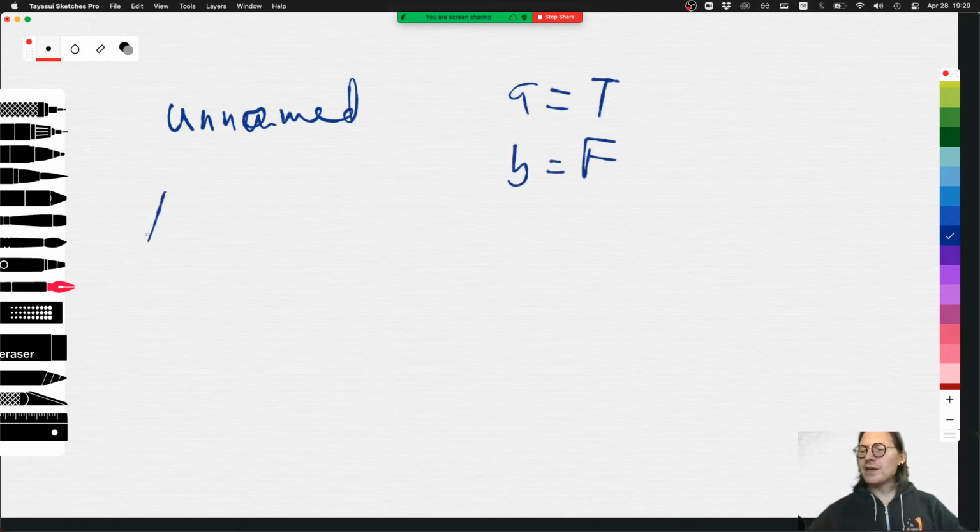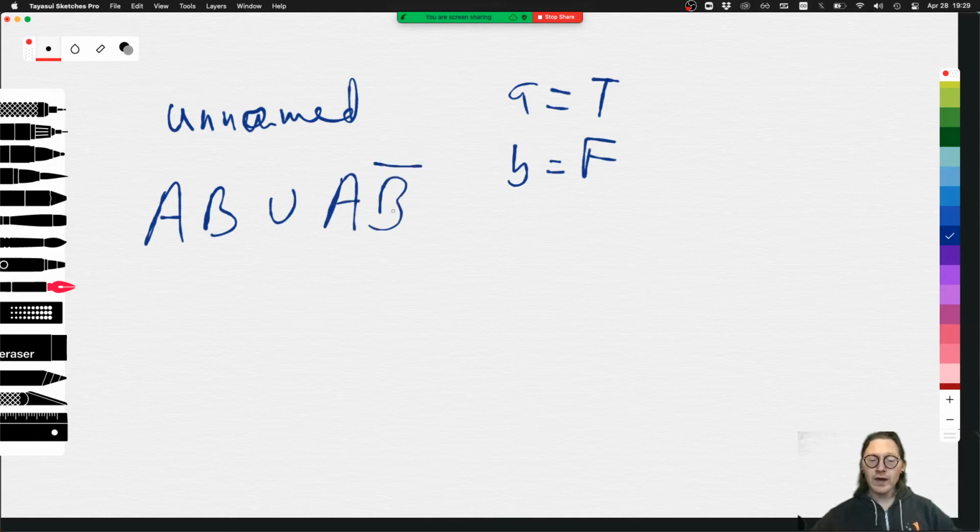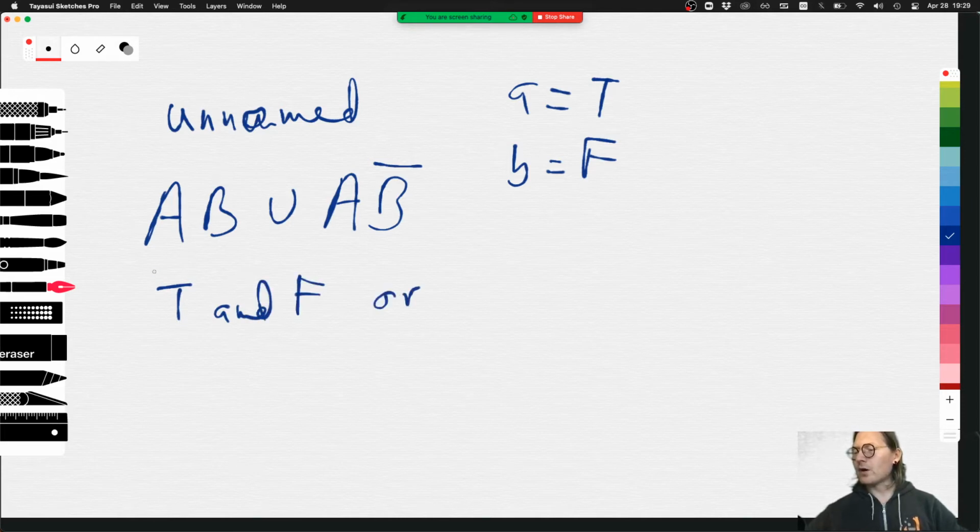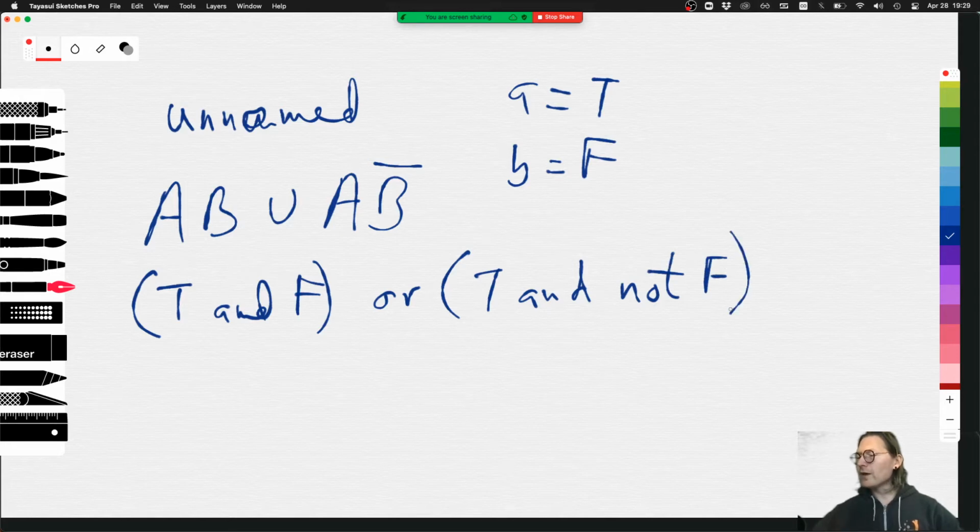So the idea here is A intersect B. If we union that with A, and I'm going to do an overbar here for not, A not B, A intersect not B is what that means. If we do that, this actually works out. Well, let's just plug in values and see what happens. So this is true and false, or, and I'll put parens just to delineate this clearly, true and not false. Okay, let's work through this bit by bit.